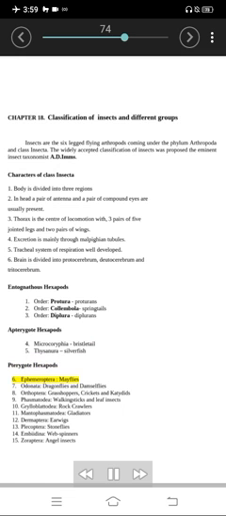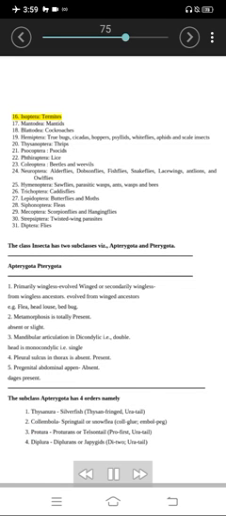Pterygote hexapods. 6. Ephemeroptera, mayflies. 7. Odonata, dragonflies and damselflies. 8. Orthoptera, grasshoppers, crickets and katydids. 9. Phasmatodea, walking sticks and leaf insects. 10. Grylloblattodea, rock crawlers. 11. Mantophasmatodea, gladiators. 12. Dermaptera, earwigs. 13. Plecoptera, stoneflies. 14. Embiodea, web spinners. 15. Zoraptera, angel insects. 16. Isoptera, termites. 17. Mantodea, mantids.